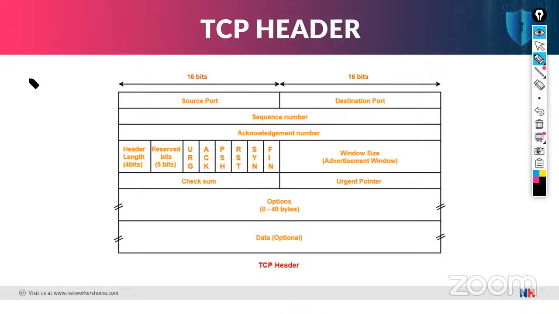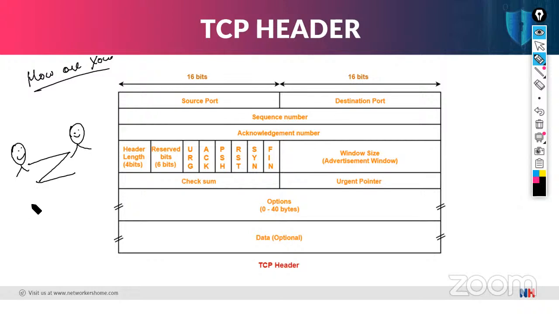Let me take an example. "How are you?" This is the data that you are going to send from a sender to a receiver. This is you and this is your friend. First you are going to establish a connection. Once the TCP three-way handshake is completed, you are going to share this particular information. You're going to ask him, how are you?